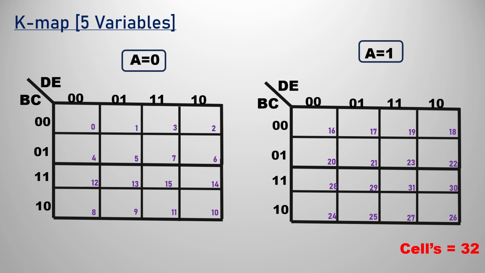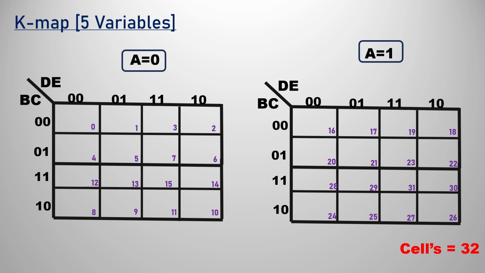Now inside the boxes, you know how to write 0 to 15, that is 16 minterms, starting with 0, 1, 3, 2. Then 4, 5, 7, 6. Skip a row, then come back: 8, 9, 11, 10. The third row is 12, 13, 15, 14. In the same way you should fill the next K-map also. You have completed up to 15 terms, so now you have to start with 16.